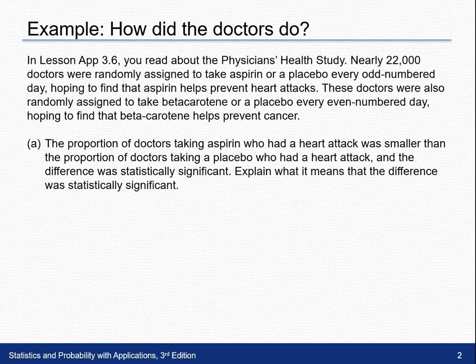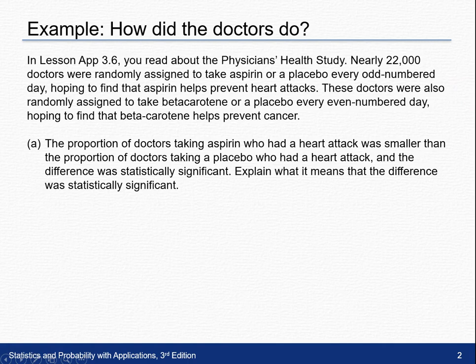In Part A, the proportion of doctors taking aspirin who had a heart attack was smaller than the proportion of doctors taking the placebo who had a heart attack, and the difference was found to be statistically significant. Explain what it means that the difference was statistically significant. So what we need to remember here is that we can see the proportion of doctors taking aspirin who had a heart attack was smaller than those who took the placebo, and that's what we were hoping to find.